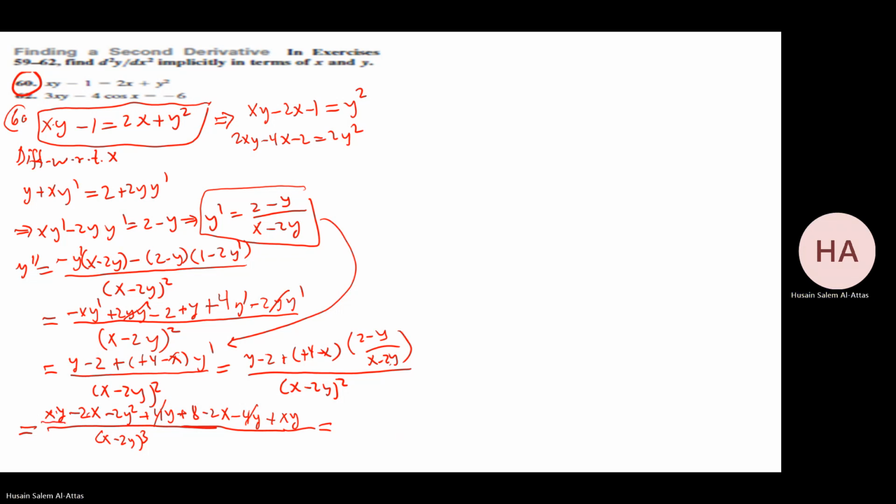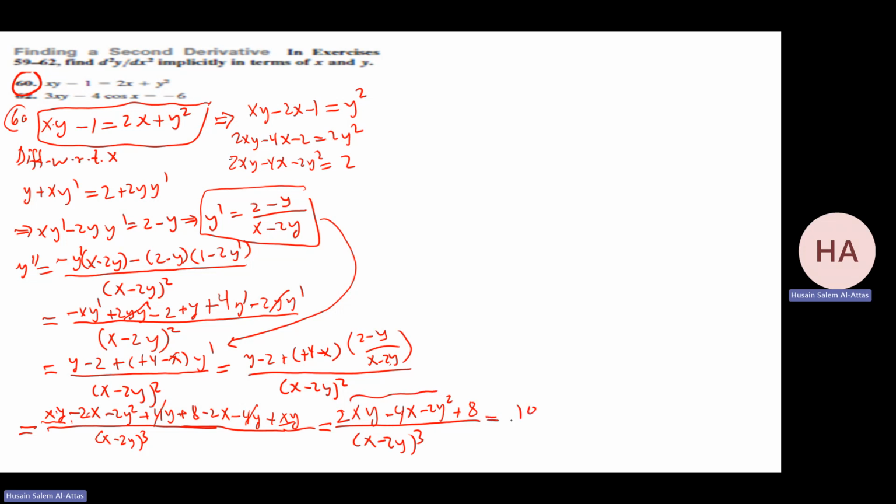xy and xy. This is 2xy, minus 2x with minus 2x. This is minus 4x, minus 2y squared. And here I have 2xy minus 4x minus 2y squared. This is 2 plus 8 over x minus 2y cubed. This is 2 plus 8, so the answer is 10 over x minus 2y cubed.